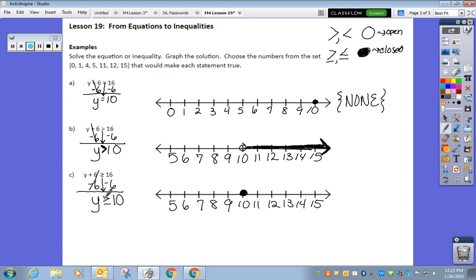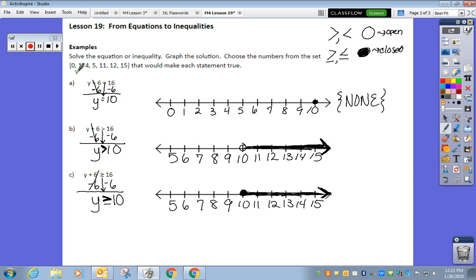Since it is greater, that's pointing to shade to the right, so I'm also going to shade to the right as well, and I'm going to do my arrowhead. Now I do have to go back because I forgot the direction of choosing the numbers from the set that would be included here. So for letter B, y is greater than 10 means anything greater than 10, not including 10, would be in my list.